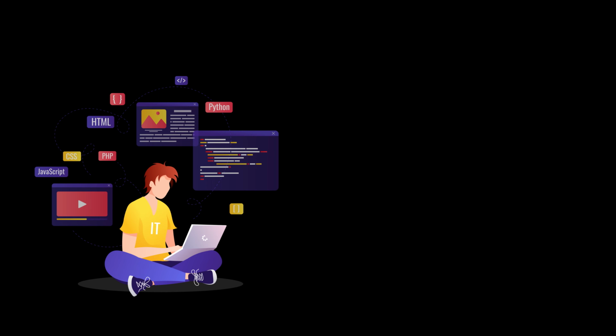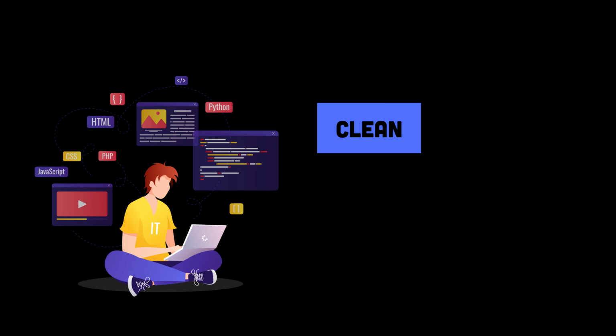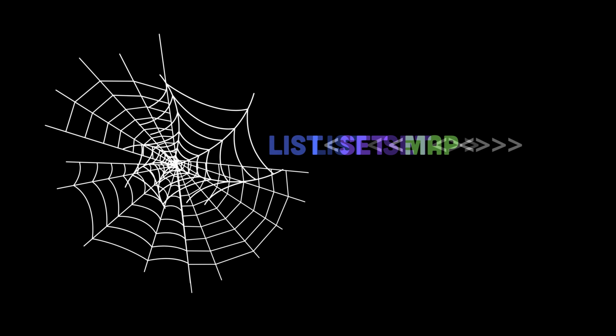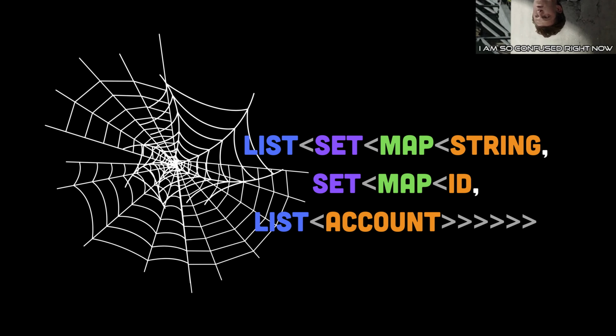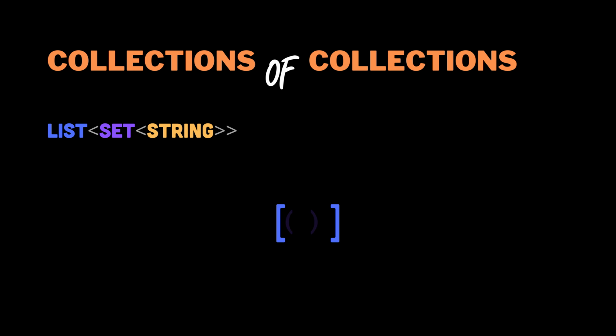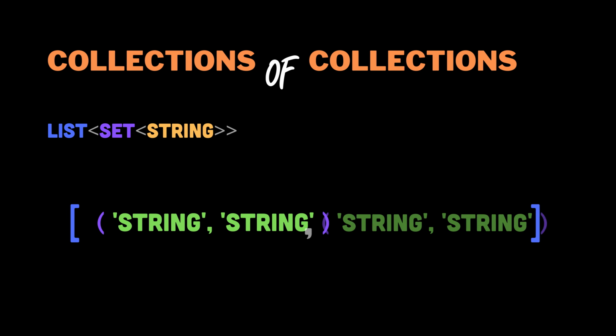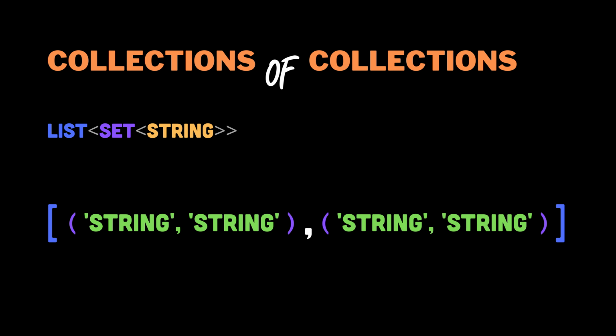However, as a developer, our job is to keep the code clean, simple, and readable. This means overuse of nesting could possibly lead to confusion. Let's look at a few examples. Here we have a list that accepts a set of string. We can then have multiple strings within the set and multiple sets within the list. Here's how we would write our code.